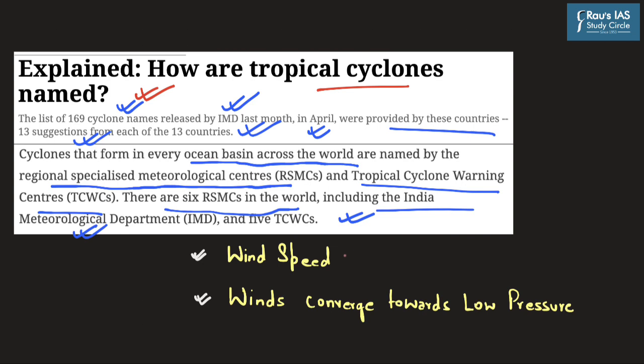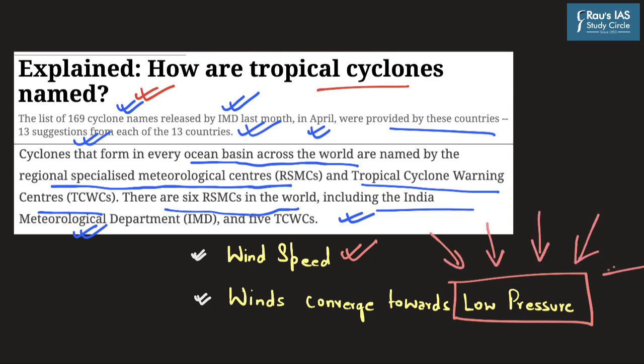Now before moving into our discussion, let's remember two important aspects. First is regarding the speed of the wind or wind speed for a cyclone. And second is the fact that winds converge towards a low pressure area. So if this is a low pressure area, then winds from all directions, or basically from all areas of high pressure, will converge towards this area of low pressure.